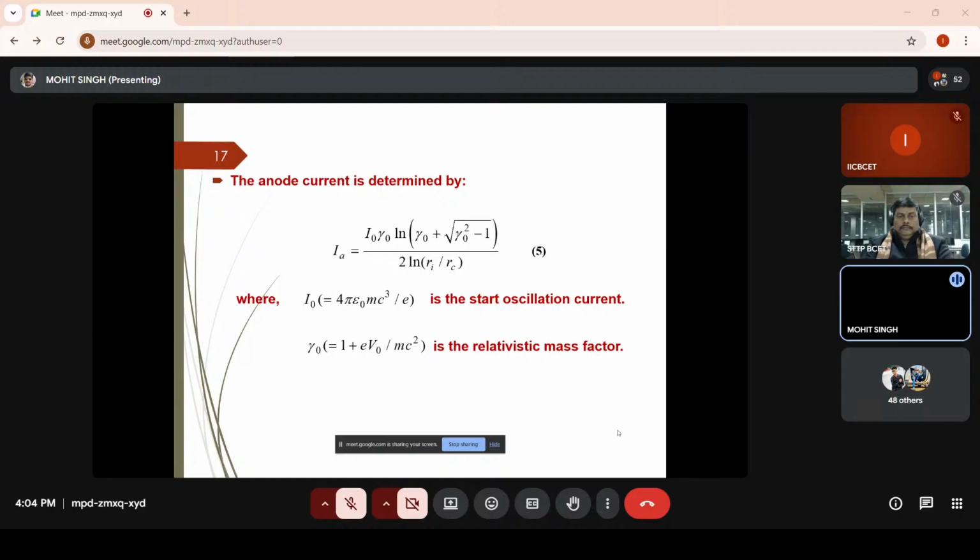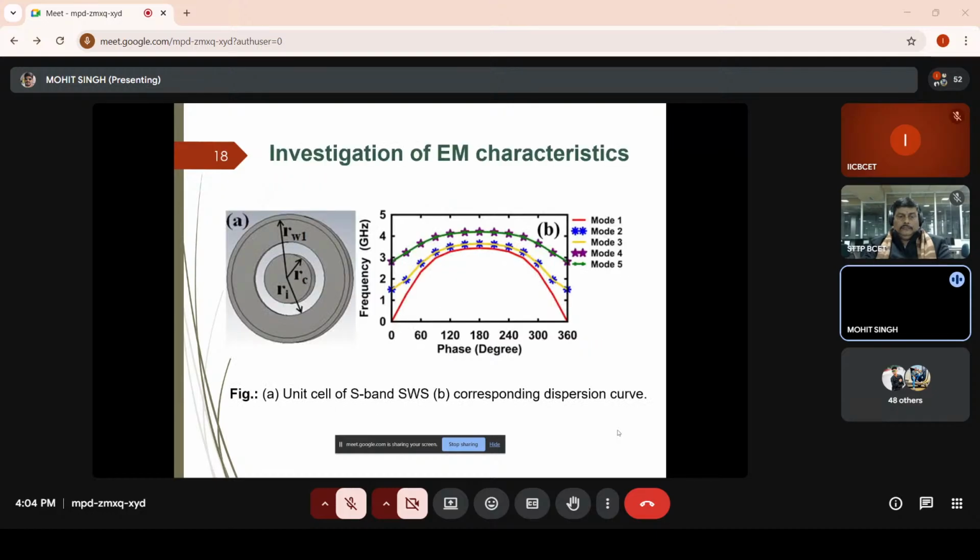These are the basic formulas for the calculation of these things. If required, I will share the slides also, and I will refer the papers also, no problem.